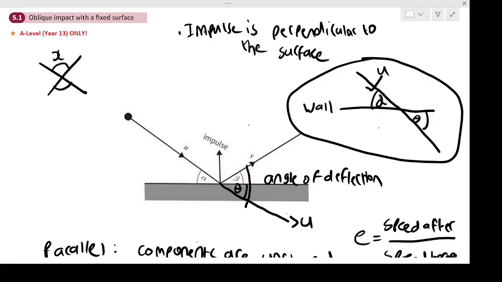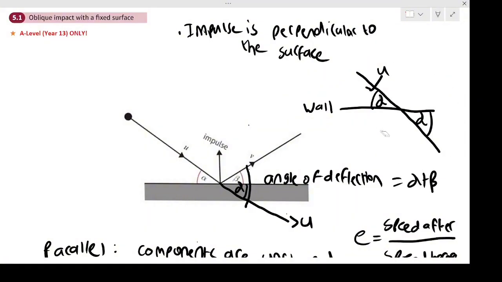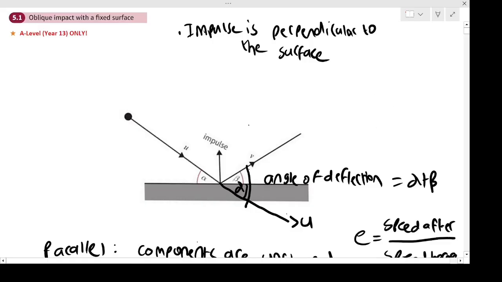So if this is X, this is also X, right? This is Y, that's also Y. Vertically opposite angles are equal, which means that theta here is also alpha, because they're vertically opposite, okay? Hopefully happy with that. So therefore the angle of deflection is just alpha plus beta, okay? And so there we are. So we can easily calculate the angle of deflection like this, okay?